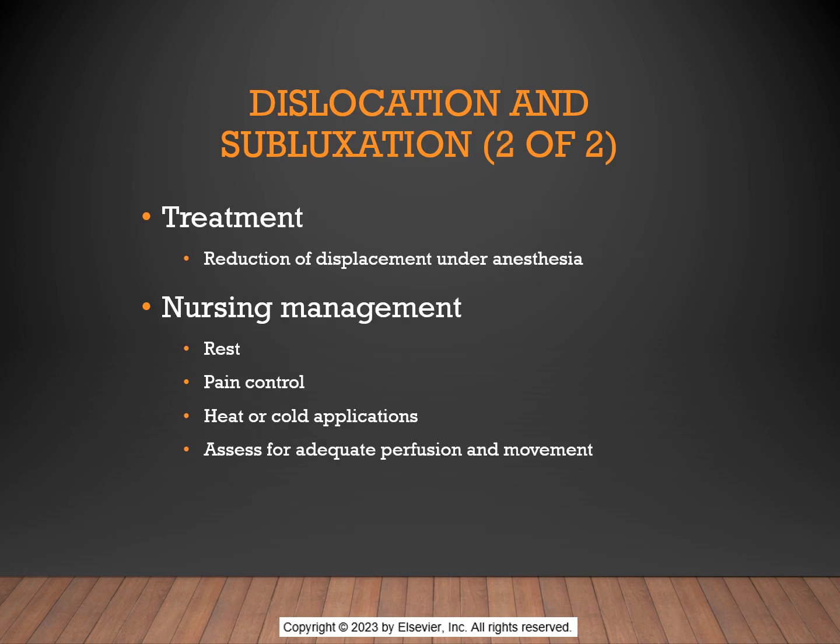Reduction of displacement under anesthesia is used for most dislocations. Sometimes manual reduction is used for the shoulder. Reduction can be very painful. The goal is to stabilize the joint after reduction and then to rehabilitate to minimize muscular atrophy and strengthen the joint. Nursing management is aimed mainly at pain control and encouraging rest of the affected part. Heat or cold applications can be ordered.